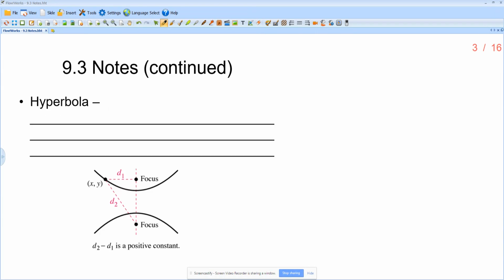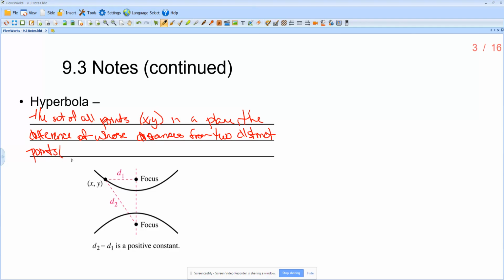So the first thing we want to do is talk about the definition of a hyperbola. A hyperbola is the set of all points x, y in a plane, the difference of whose distances from two distinct points, which are going to be our focal points, is a positive constant.